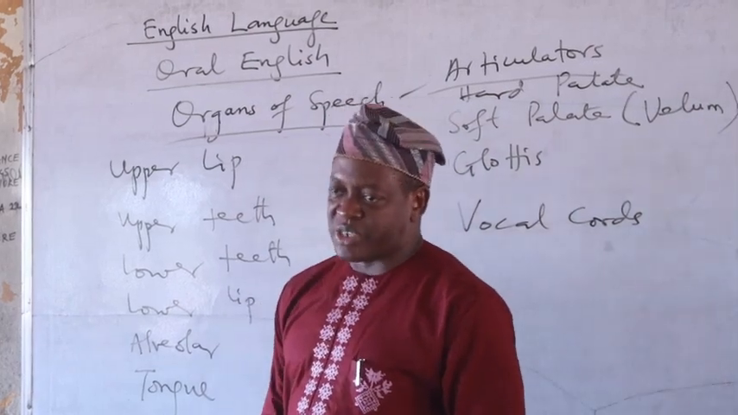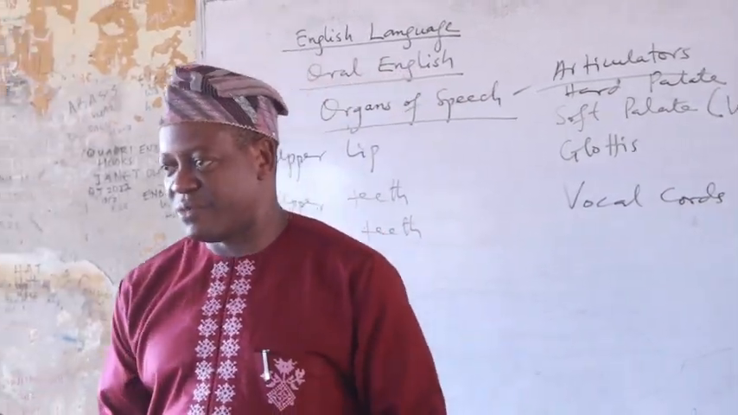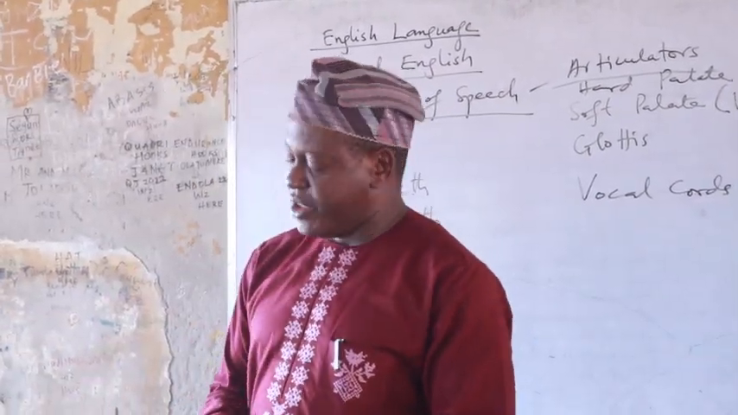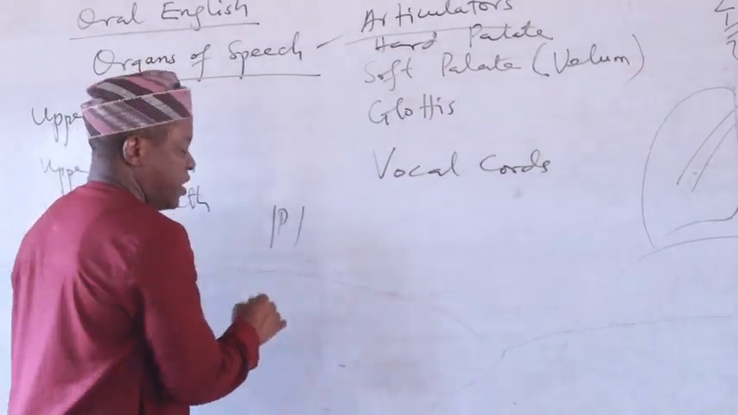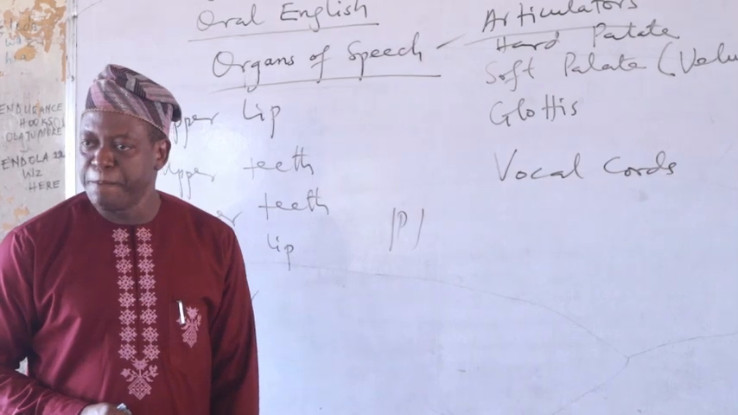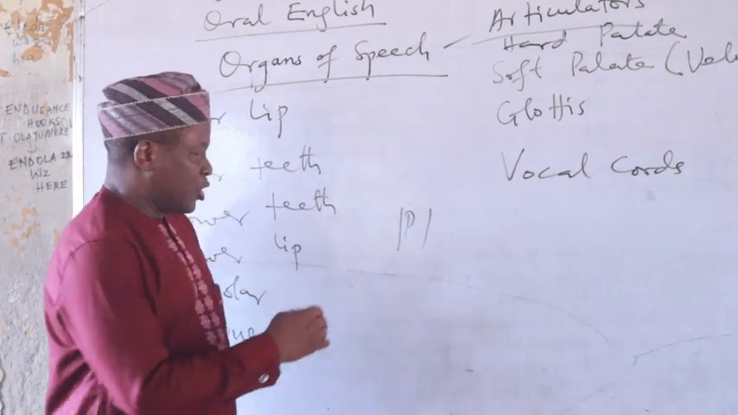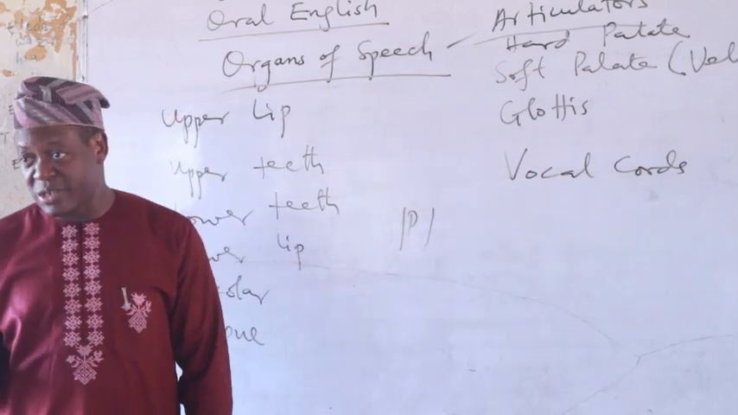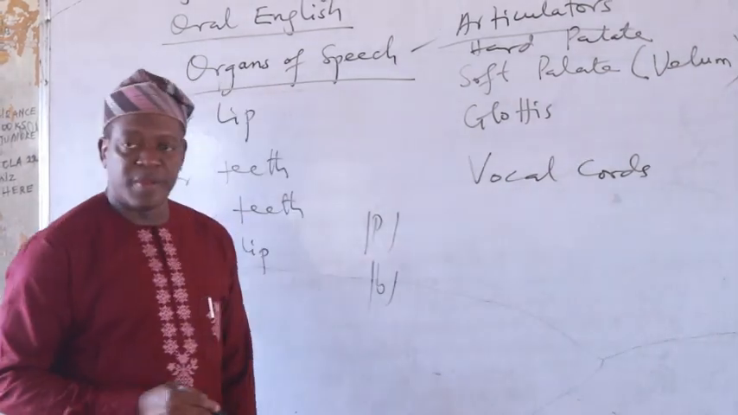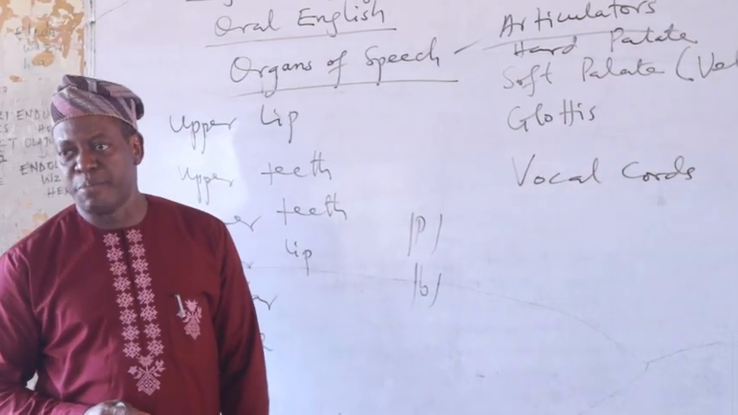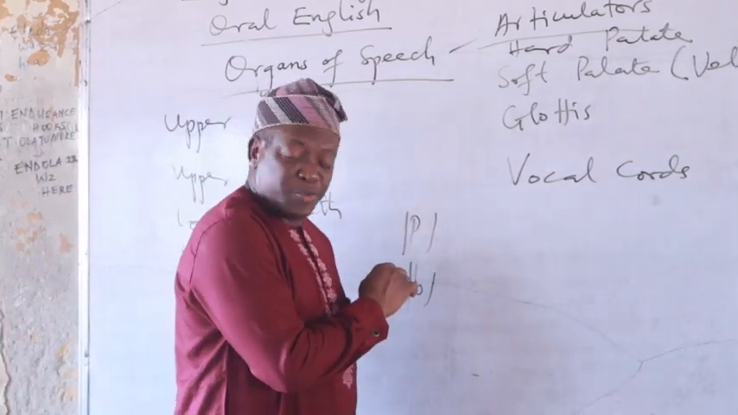When your 2 lips come together, you produce bilabial sounds. Pronounce after me. P. P. People. Paper. So the 2 lips, you can see, will come together. B. Baby. Bubble. Boy. That is also bilabial.